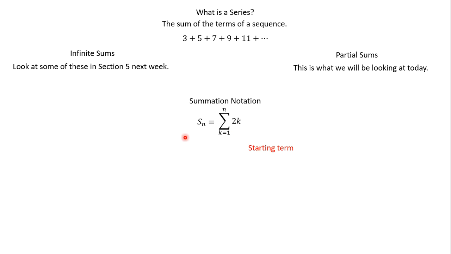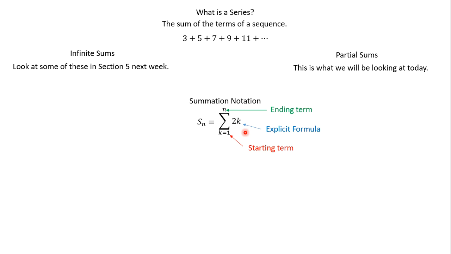Other than that, we have a starting term down here at the bottom. We're going to start with term 1. A lot of times we use k. We don't have to. But so we have k equals 1. So we're going to plug in 1. So right now we have 2k, so that'll be 2 times 1 plus 2 times 2 plus 2 times 3 plus 2 times 4 plus all the way up to the number at the top, which is the ending term. In this case, it's a generic n. So we'd have 2 times 1 plus 2 times 2 plus 2 times 3 plus ... 2 times n.